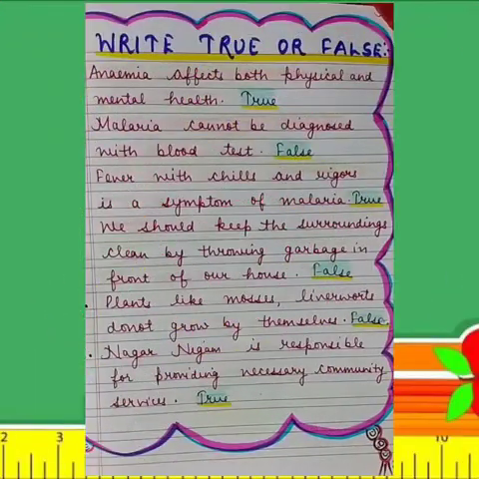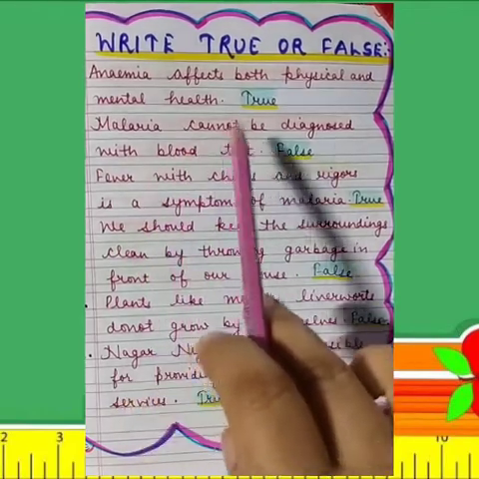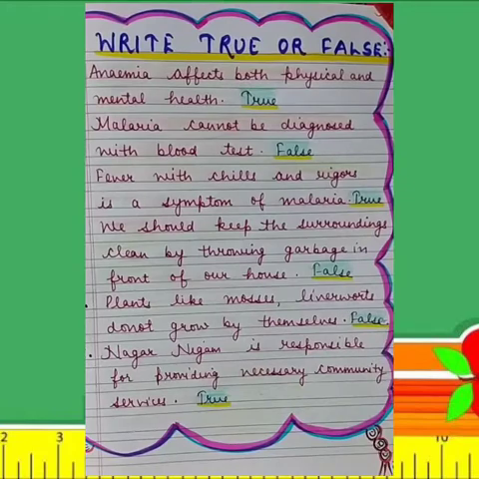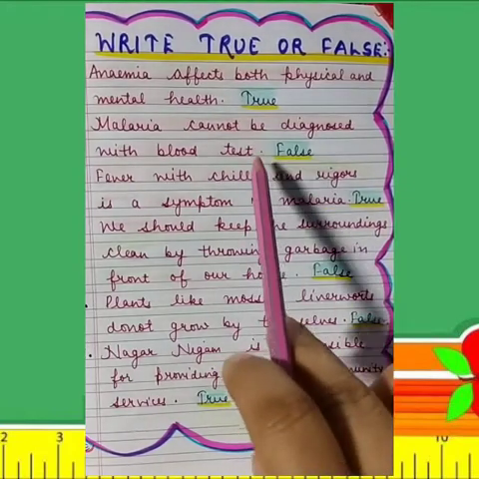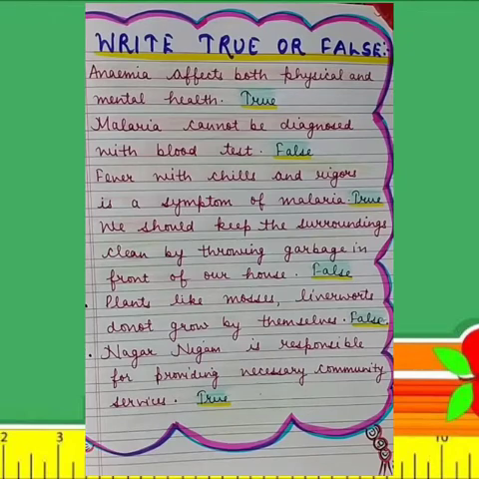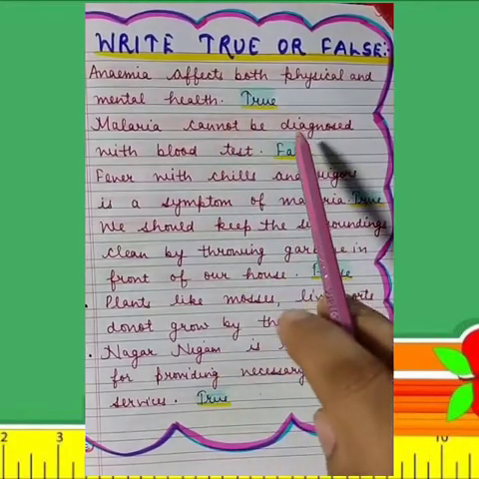Next exercise is true or false. My dear children, when the statement is true, you will write true. When it is false, you will write false. For this, you have to read the question very carefully. Now, number 1. Anemia affects both physical and mental health. It is true. As I have already told you when I explained the chapter, when a person is suffering from anemia, his or her energy level goes down because of less hemoglobin. So this statement is true.